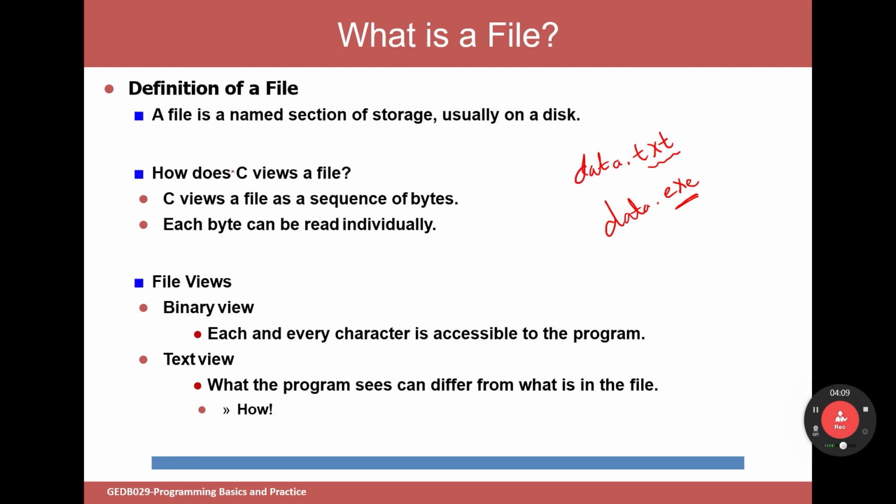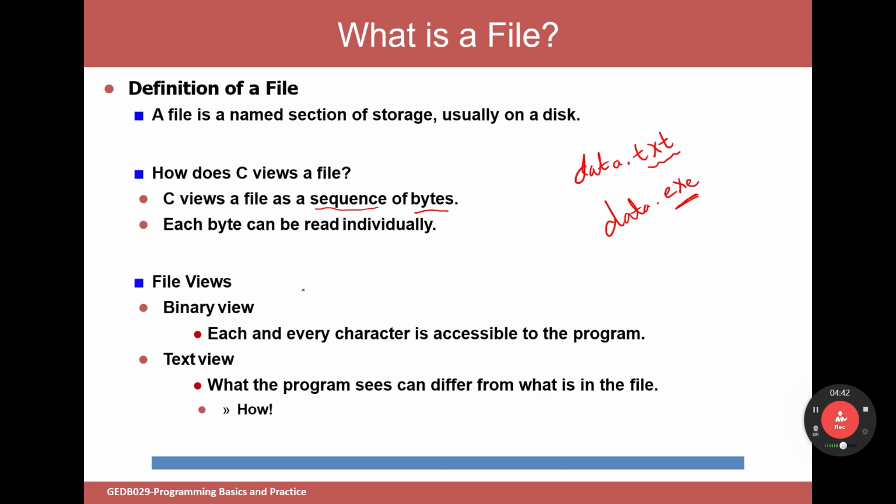Now, how does the C language see a file? Usually a file in C language is just a sequence of bytes, okay? We don't care if these bytes are text data, numbers data, or machine code data, we don't care. So C language just says every file is just a sequence of bytes, and each byte we can read individually, okay?